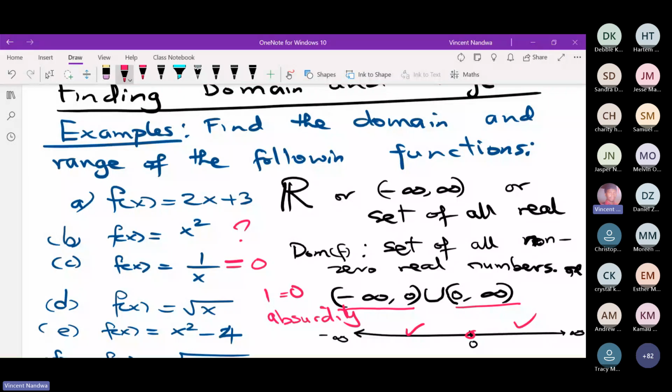So therefore, negative numbers are possible, positive numbers are possible, but the only impossibility for 1 over x as the final value is to have 0 as the answer. So the range is the same set of all non-zero real numbers, or you can just write from minus infinity to 0, union 0 to infinity.